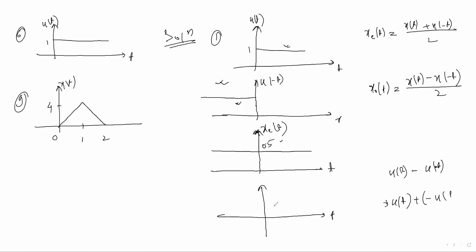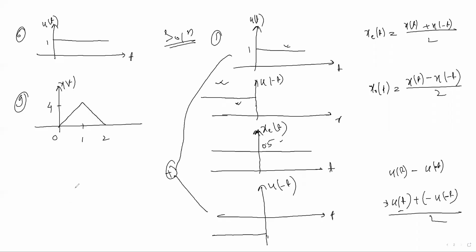So if you are able to draw u of minus t, okay, u of t plus minus u of minus t. If you are able to draw, what is the plot of u of minus t? This is the plot of u of minus t. And divided by 2. So this first one, u of t, will be plus.